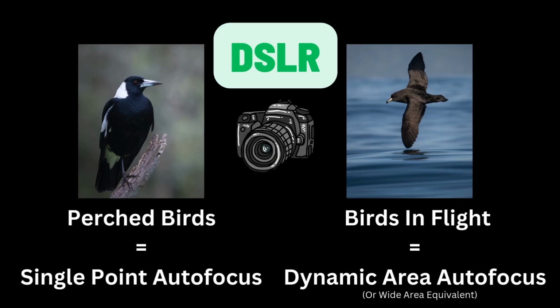Using single point, you're putting your odds lower to actually capture the bird and trust your autofocus system to get it. For folks that are shooting with an older DSLR, for birds in flight, you'll definitely want to be using dynamic or just a larger area of autofocus, and then using single point when it's just a nice perched bird.